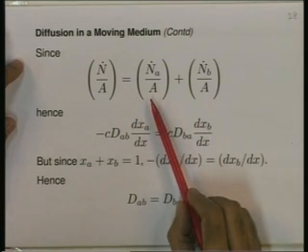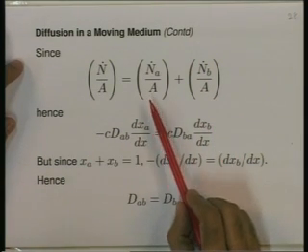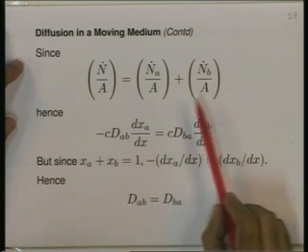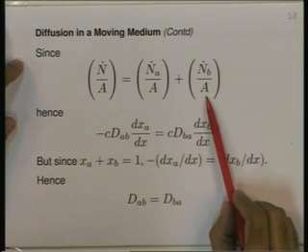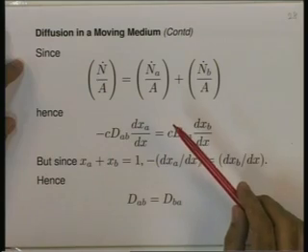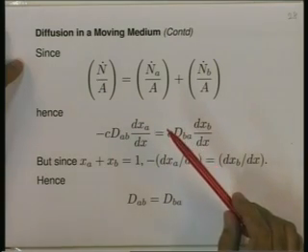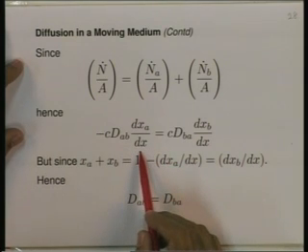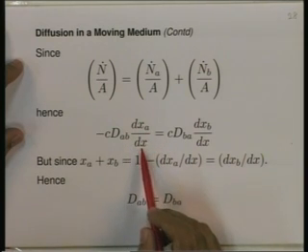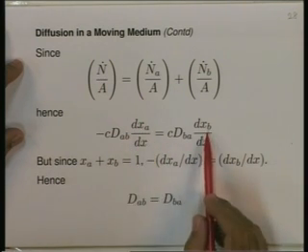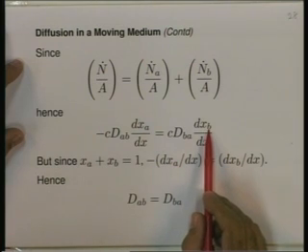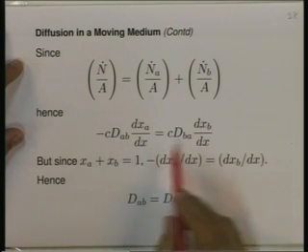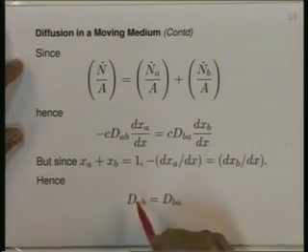If we add the two expressions, one for molar flux of A and another for molar flux of B, and use the definition of the molar mean velocity, we will get this expression, which represents a relation between the gradient of XA, the gradient of XB, and DAB and DBA.